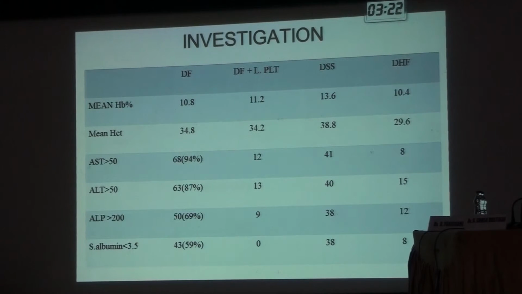And deranged liver parameters were present in 94 and 87% of cases of dengue fever. And decrease in albumin level of less than 3.5 was present in 59% of the cases.